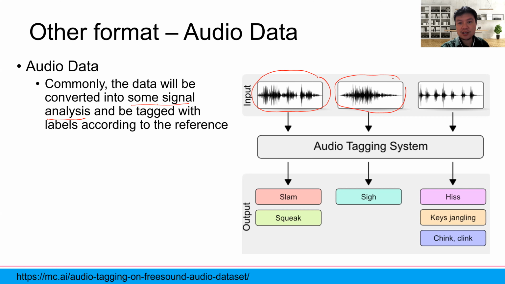You can analyze this data. Let's say you have an audio tagging system, so you can tag that this is the voice of male, this is the voice of female, for example. Then, with some tagging system, you can do some classification, for example.